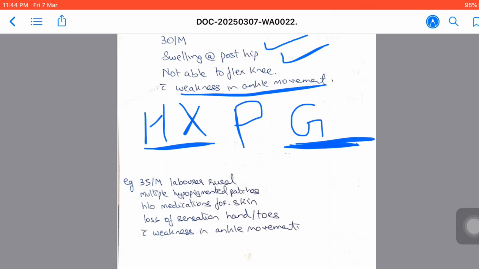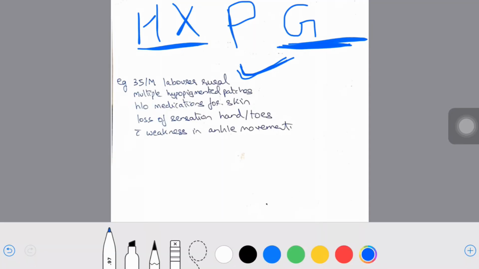Easy, finish. Now, second, there is a 35-year-old male who is a laborer, in the rural area. Laborer is a characteristic word. What does it indicate? In this setting, there might be Hansen's disease as well. The second clue is multiple hypopigmented patches. In the history and examination itself, you know that we are going towards a picture of Hansen's.